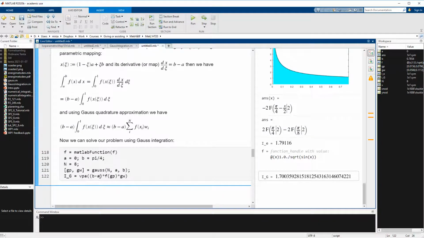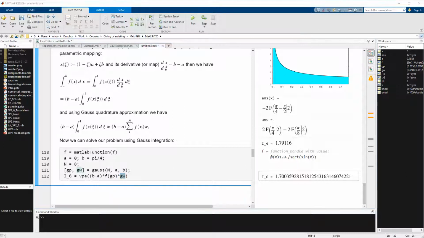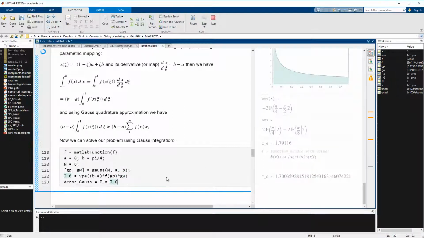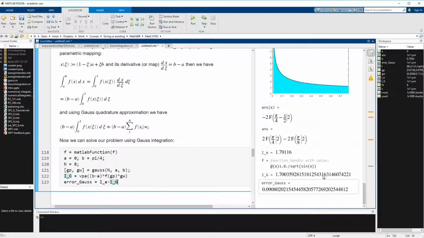So I'm doing b minus a times the sum of f of these Gauss points evaluated with the Gauss weights here, and this is what I get. This is my Gaussian integral for this, evaluated in 8 points. I get 1.7 something. So of course I'm making an error here, as you can see. Obviously, even for 8 Gauss points, this error is quite substantial.